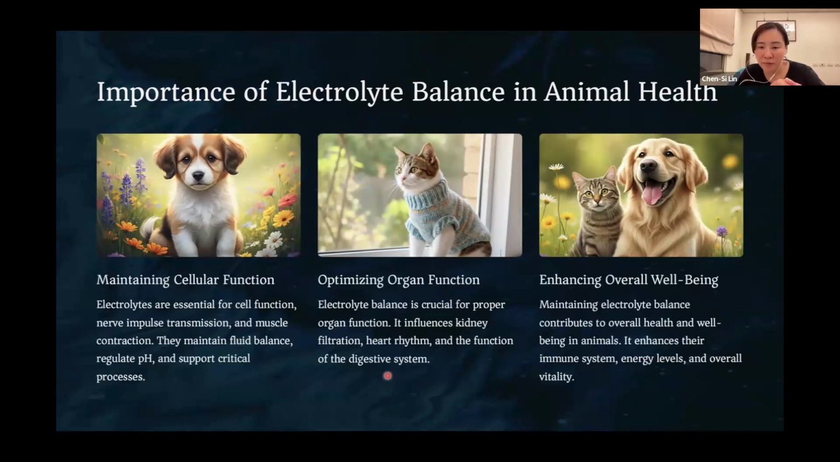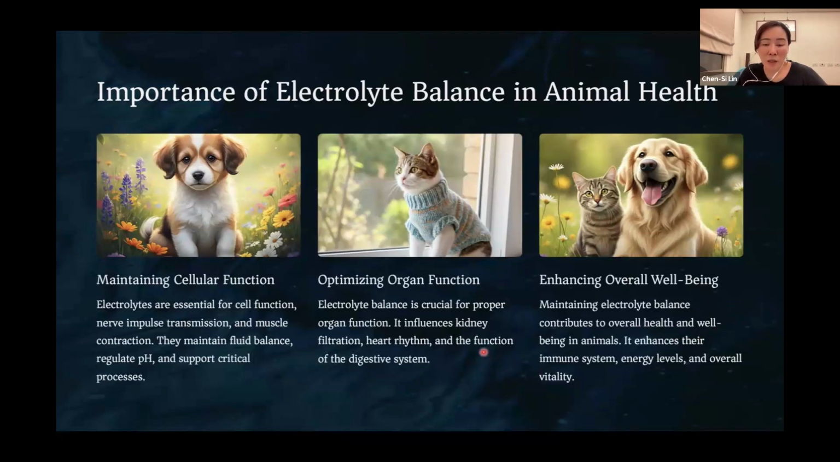And so if these three organs' functions are influenced by this electrolyte, the outcome will not be good. We need to rebalance them, or the outcome will be bad. The prognosis will be bad.